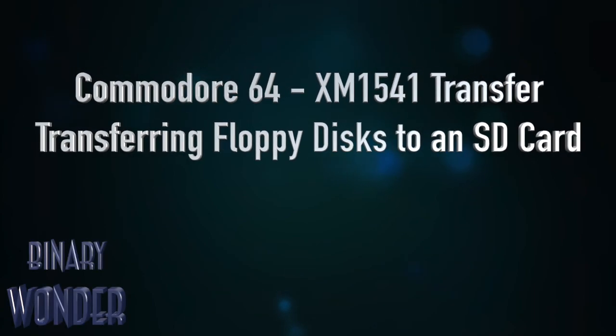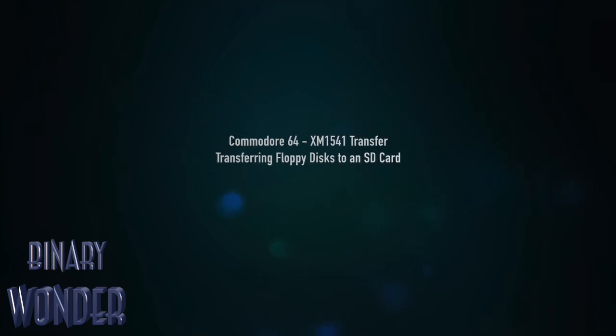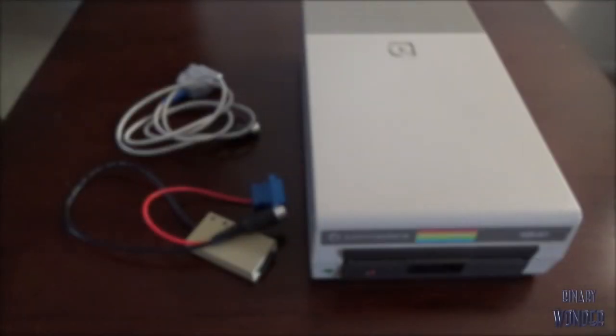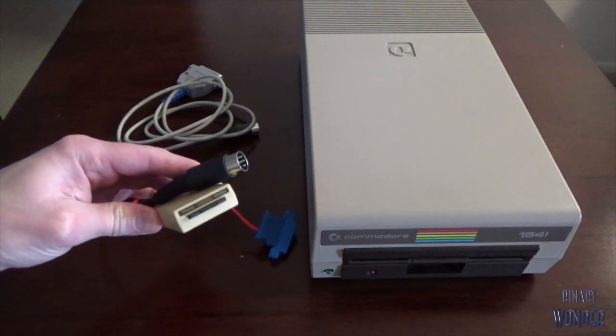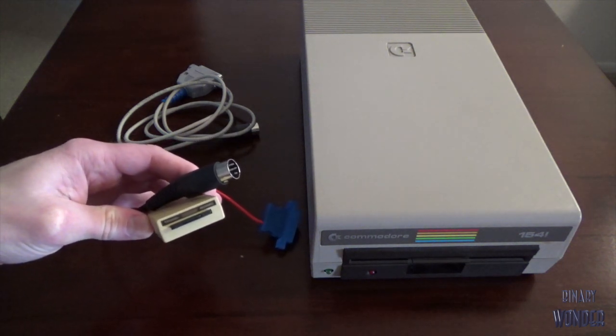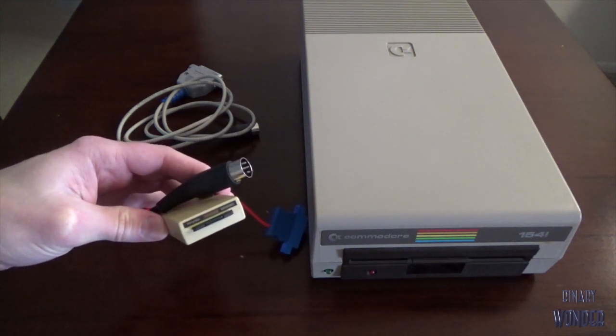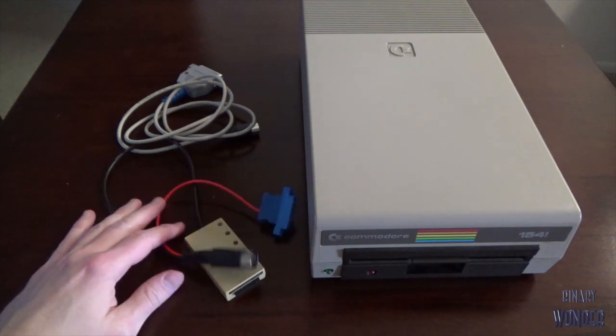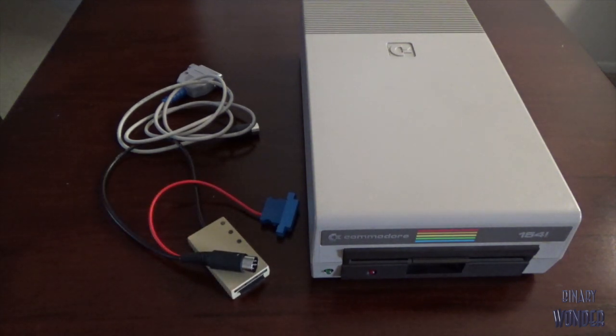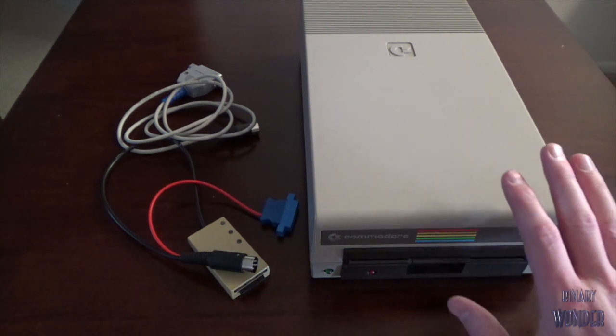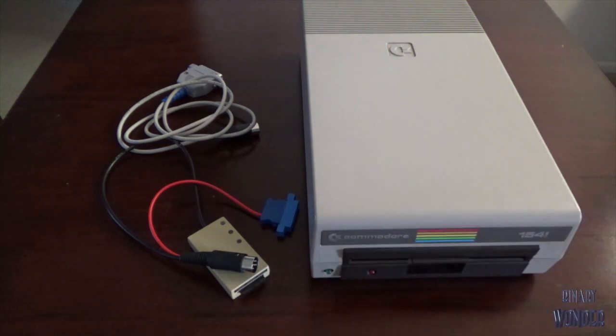Today we're going to look at how to transfer floppy disks to an SD card on the Commodore 64. So guys, in a recent previous video I showed you how to connect one of these SD to IEC devices to your Commodore 64 so you can see the D64 disk images. Now the reason you really want to do this is because ideally you want to back up your original disks.